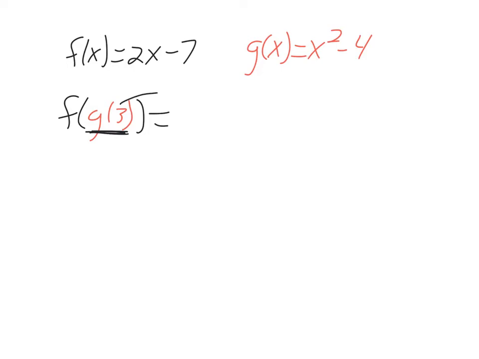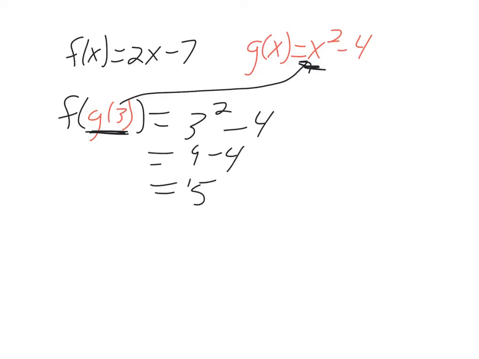So put the 3 in for your x, so slide out that x, slide in the 3, solve it, get that answer, put it into your f equation, and solve it. So we're going to put 3 in there, 3 squared minus 4, because I slid out this x right here and put in the 3, so I have 9 minus 4, which is going to be 5.